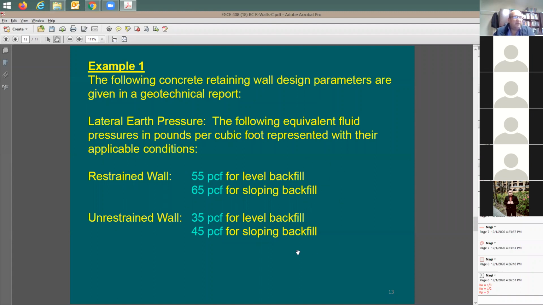I just want to show you a different way of doing it, which is not usually the K active, K passive, and K sub zero. In this example, it is given as the values typically used in geotechnical reports in industry. So in business, they don't actually give us K active, K passive, and K sub zero. They give us values like this.